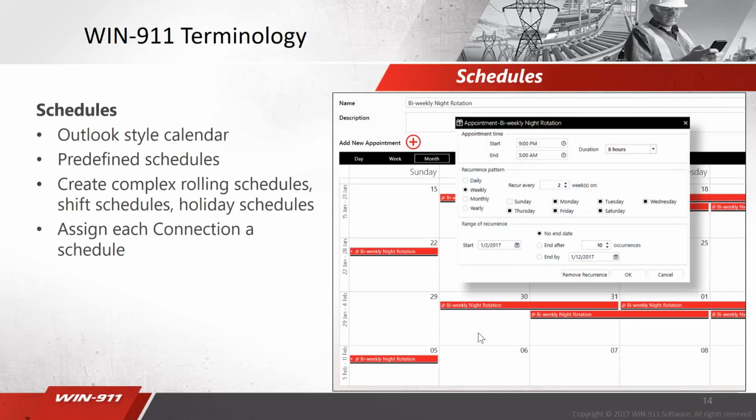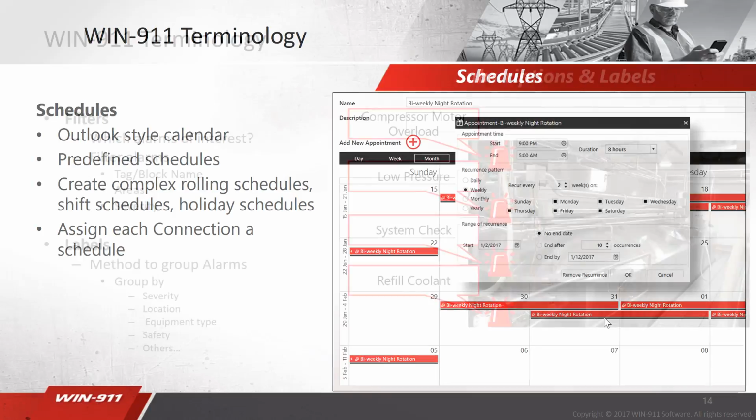And in Win911, we also have the ability to create schedules, and these can be day shift, night shift, bi-weekly, holidays, whatever it might be. You use an Outlook style calendar, and I'll show you step by step how you create one. In this example, we made a bi-weekly rotation. This can change off, and you could be turning alarms on and off for certain people depending on if they're on a certain schedule.